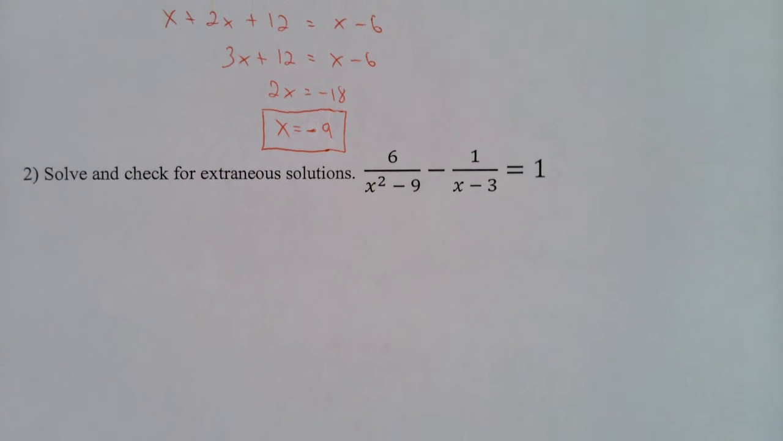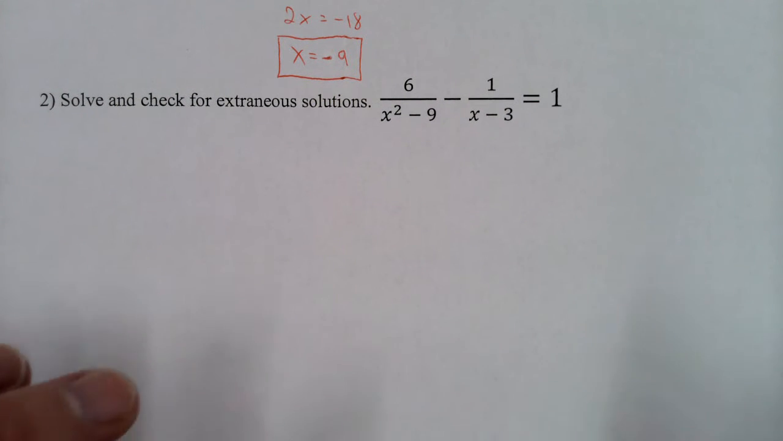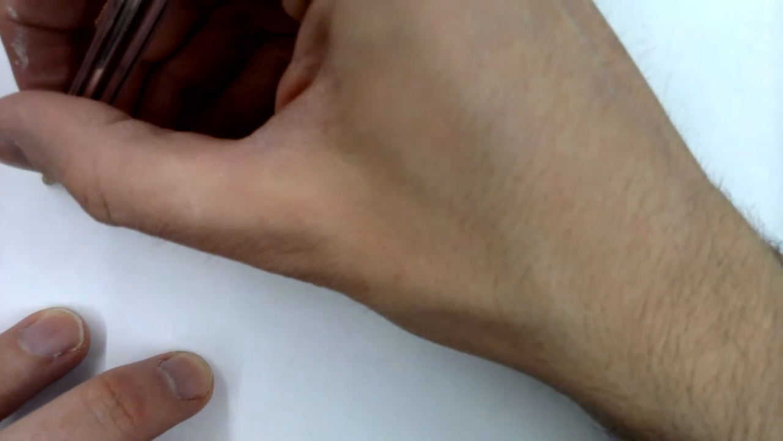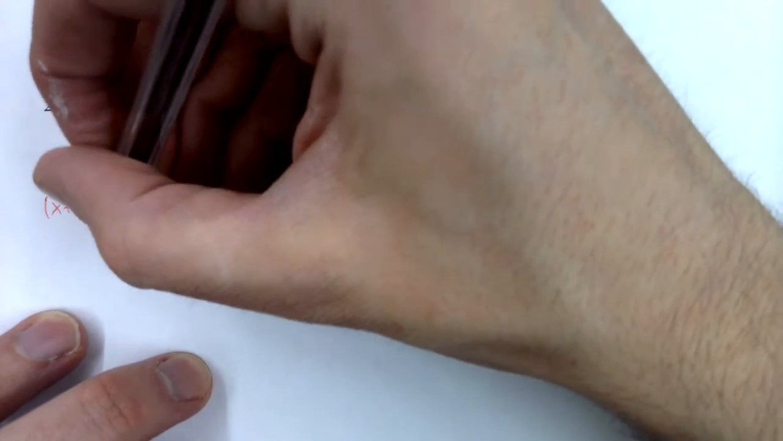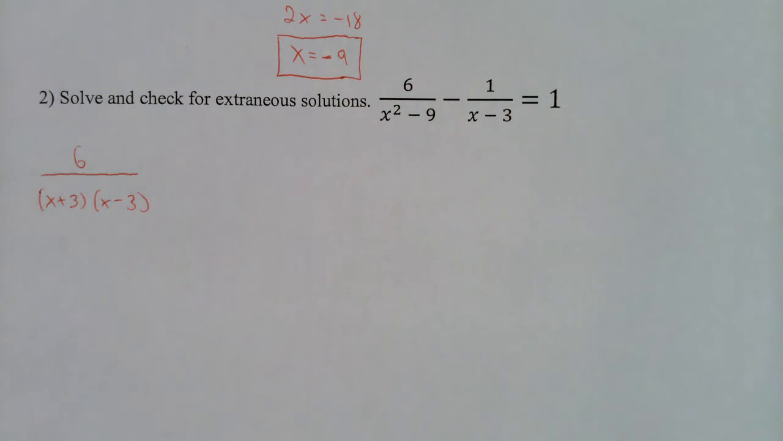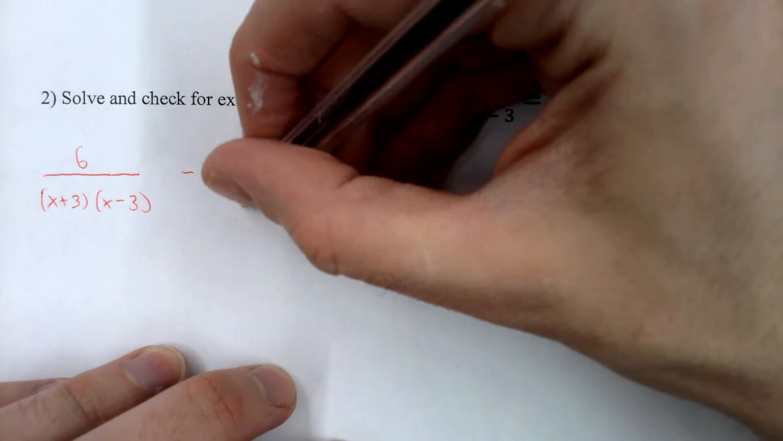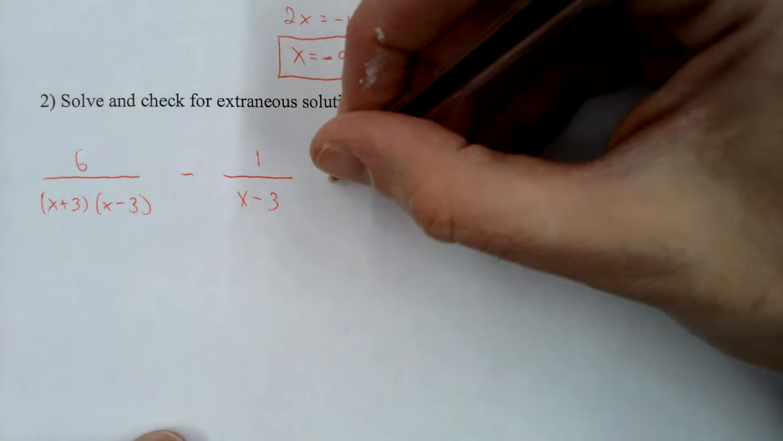Number 2, solve and check for extraneous solutions. Okay, I'm going to factor first. This is the difference of two squares, so when I factor that, it becomes x plus 3 times x minus 3. Minus 1 over x minus 3. Equals 1.